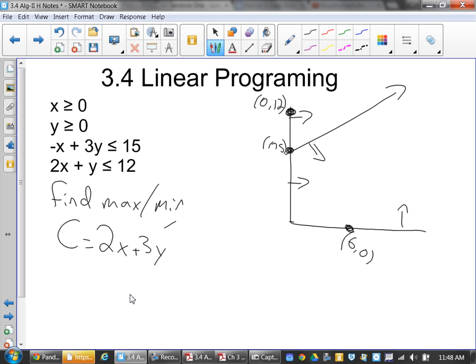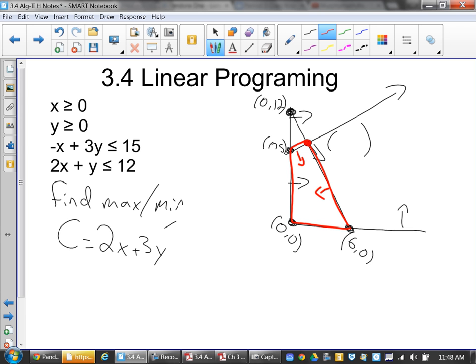Now I connect them. Do I do solid or dotted? Solid. Right there. Does it go through the origin? No. So what's 0 plus 0? That's right, 0. Is it smaller than 12? Yes. So we have a shaded region inward here, bounded by these four ordered pairs. The only one we don't know is this one.